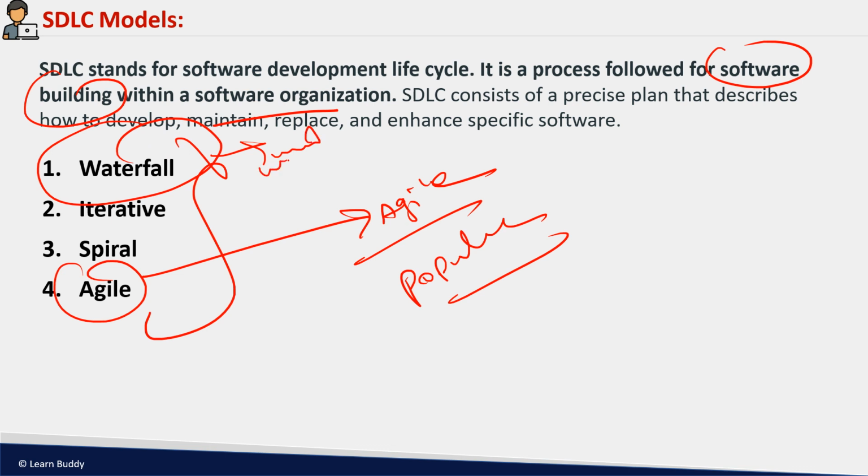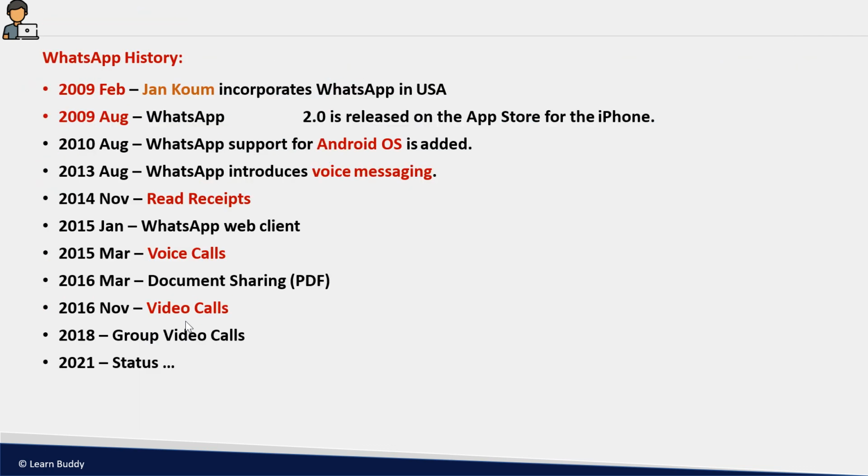And earlier they were using the waterfall. So earlier they used the waterfall method. Now everyone is using the agile methodology. So now what is waterfall and what is the agile methodology?